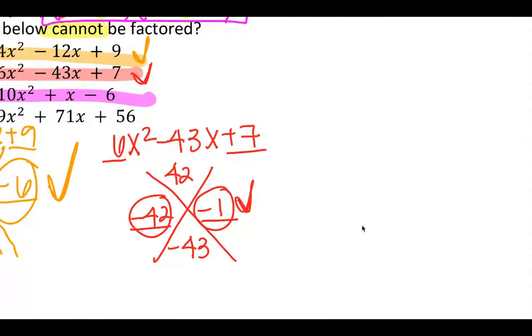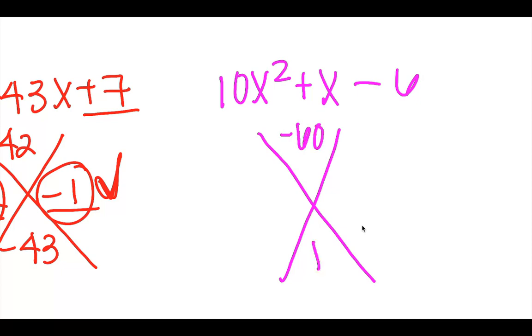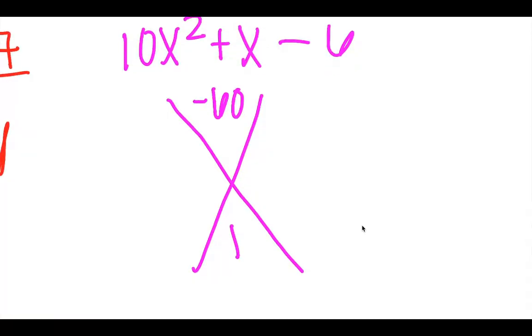I have room to write it over here. Let's see. 10x squared plus x minus 6. So I've got negative 60 and 1. Yikes. Okay. I think I'm going to have to write some of the factors out for 60 over here.